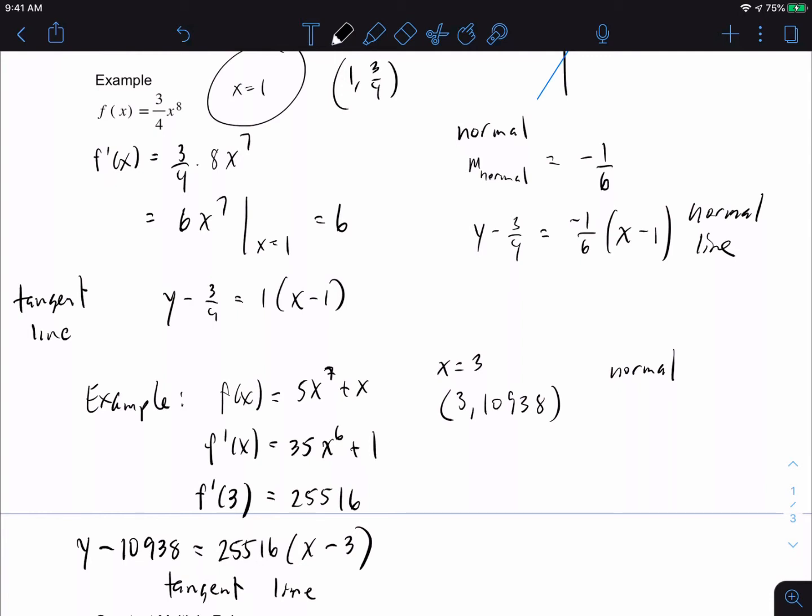So I know that the normal is going to have a slope of negative 1 over 25,516. And my equation is going to be y minus 10,938 is equal to negative 1 over 25,516 times x minus 3.